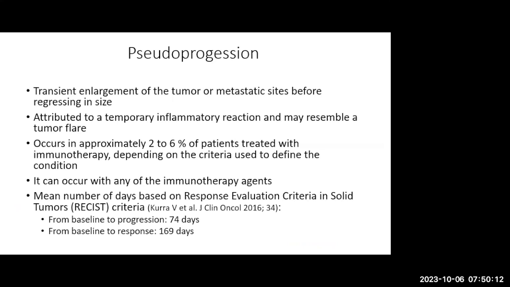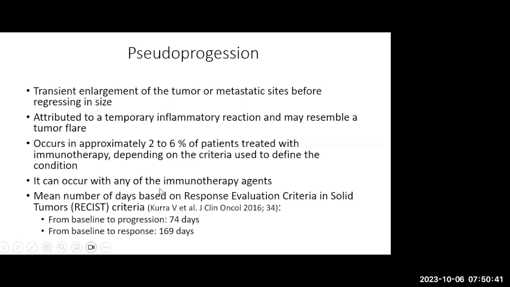So basically, just to summarize, pseudoprogression is a transient enlargement of the tumor or metastatic size before the regression in size starts. It's attributed to a temporary inflammatory reaction, and may resemble tumor flare. It occurs in approximately 2 to 6% of patients treated with immunotherapy, and it can occur at any time.